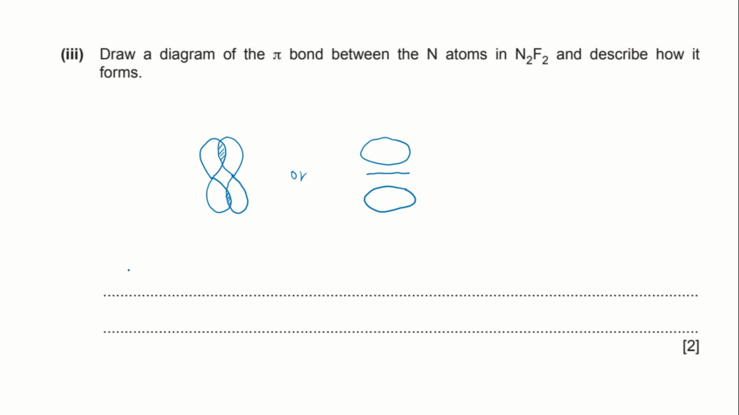Now the description will be sideways overlapping of adjacent p orbitals, right? They are adjacent next to each other above and below the sigma bond.